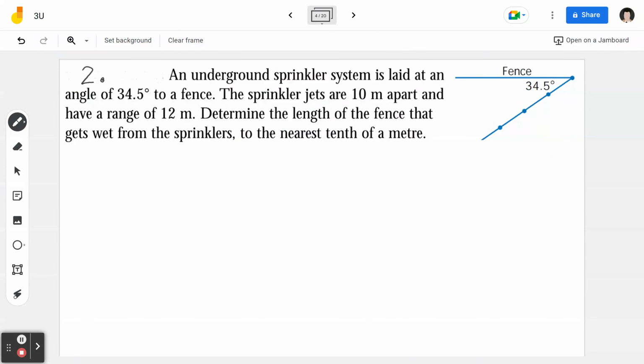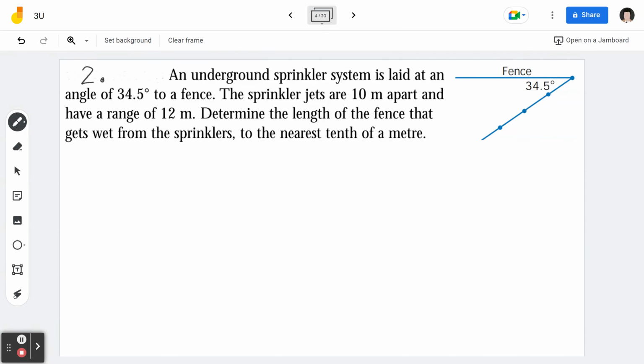Example number 2, an underground sprinkler system is laid at an angle of 34.5 degrees to a fence. The sprinkler jets are 10 meters apart and have a range of 12 meters. Determine the length of the fence that gets wet from the sprinklers to the nearest tenth of a meter.